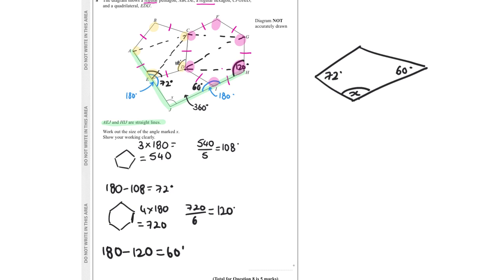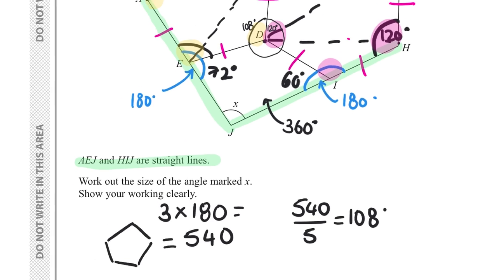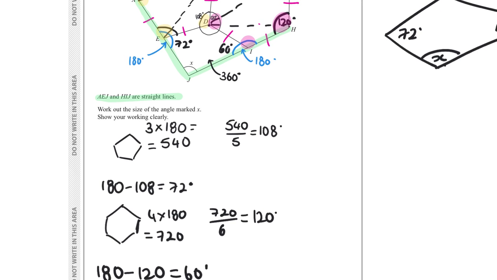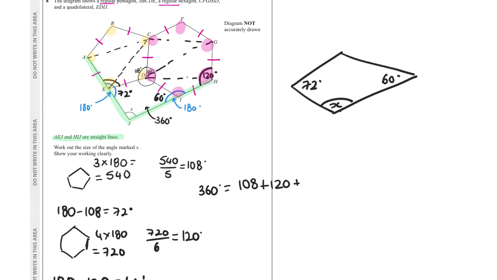Okay, what else do we need to work out before we find X? This top one, don't we? Let's have a look at this top one. I know, we didn't spot this earlier, but what do we have? Angles around a point add up to 360. We know this pink angle is 120 degrees. So we know for that point, 360 degrees equals 108 plus 120 plus that missing angle.